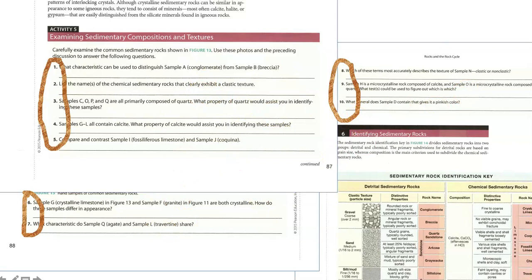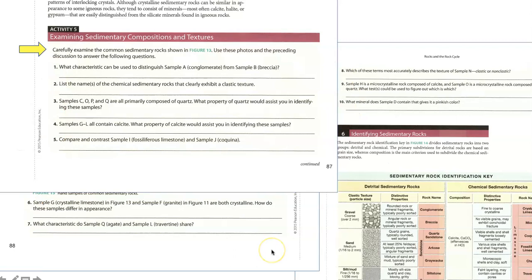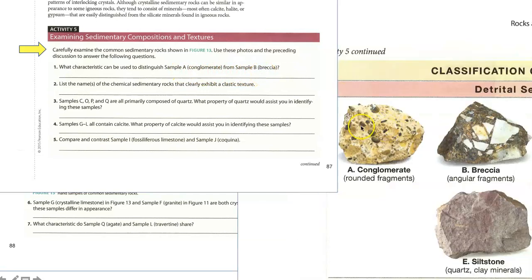I'm going to answer a few of them for you. Number 1, what characteristic can be used to distinguish sample A from sample B? Here's sample A, a conglomerate. Here's sample B. And frankly, the answer is given to you right here.